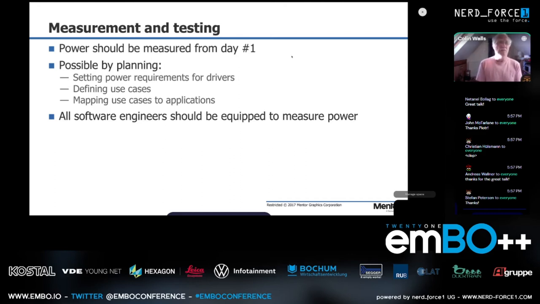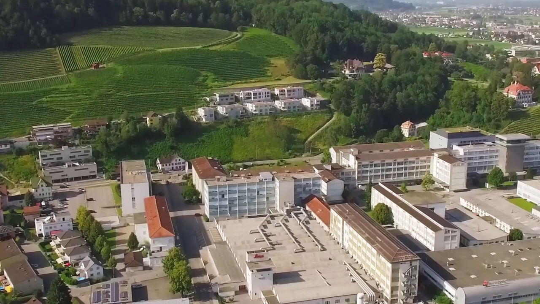You need to do some planning. So consider very carefully what your requirements of the drivers are, define your use cases, and then you map the use case onto the application. And I would say that software engineers should be equipped to measure power all the way through the process. Early on, when they're working with the simulation, they'll need to be working very closely with their hardware counterparts. Once they have some hardware, there are devices available that let you monitor power over time, and you can look at the profile for your software using appropriate tools and look at not only what the software is doing, but how much power it's consuming at that time. This enables you to verify it's doing what you expected to do.